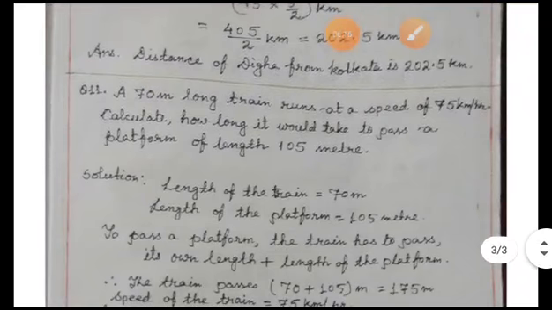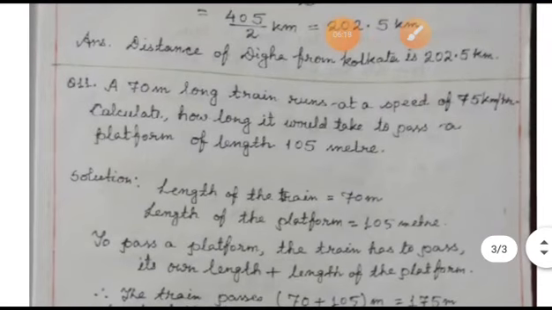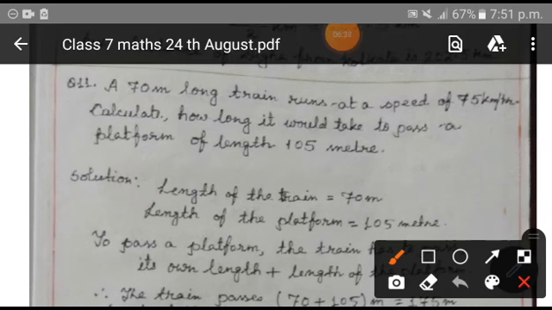Now question number 11. Let's read the question. It is said a 70-meter long train runs at a uniform speed of 75 km per hour. Calculate how long it would take to pass a platform of length 105 meters. So that means here the total distance travelled will be the length of the train plus the length of the platform. Why? Because this was already taught to you before, that whenever a train is passing any bridge or a platform, at that time the total distance covered will be equal to its own length plus the length of that given object, whether it be a platform or a bridge.